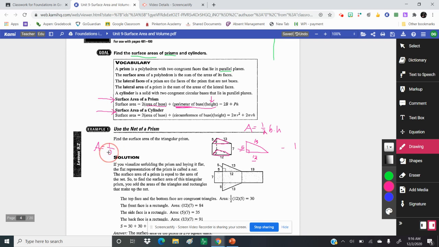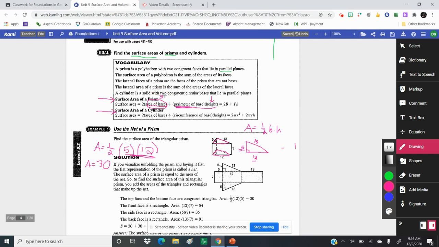One-half times 5 times 12, because my height is 5 and my base is 12. Well, 12 times 5, if I multiply those together, that'll give me 60, and 1/2 of 60 would be 30. So I know the area of one of the bases is going to be 30. So now I've just found this piece right here, and I know that that's 30. I'll put it right here, 30.